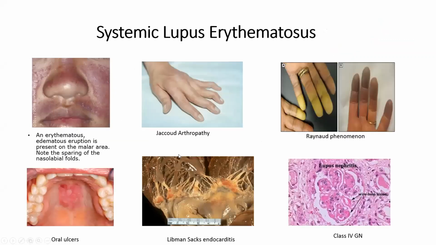So now let's talk about systemic lupus erythematosus. It is also known as SLE. So SLE is a chronic autoimmune disease of unknown cause that could affect virtually any organ of the body. Some of the most common manifestations, as shown here, include malar rash, also known as butterfly rash, oral ulcers, arthritis, cardiovascular involvement such as pericarditis or endocarditis, Raynaud phenomenon, and renal involvement.